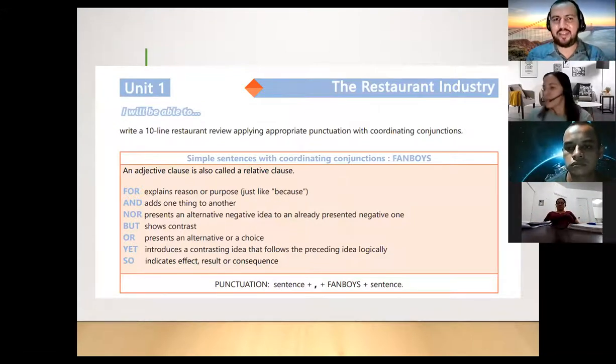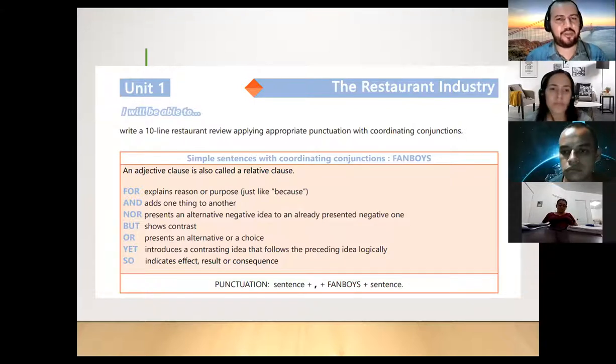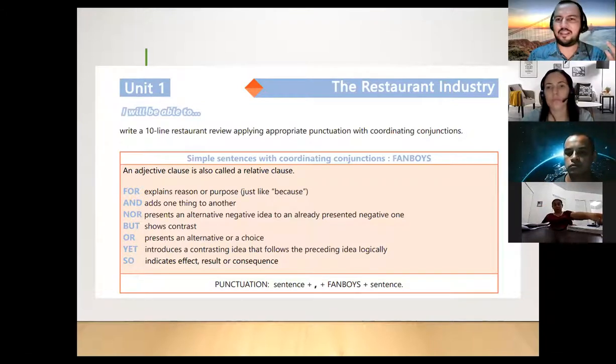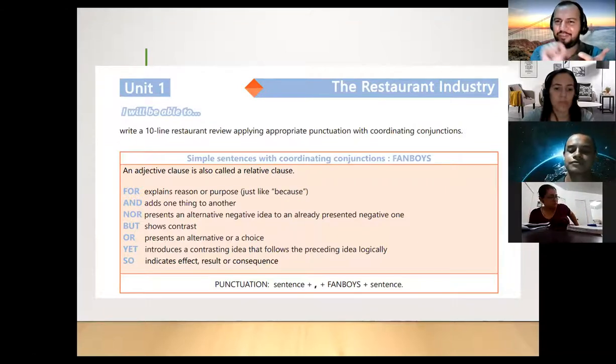The objective of this activity that is going to take you some time to do is that you write down a 10-line restaurant review, applying appropriate punctuation with coordinating conjunctions. So here you are going to become an expert in reviewing a restaurant. I don't know if you are familiar with the movie Ratatouille, for example. There is someone that is going to the restaurant to check that the food is good, that the place is good, that everything is clean. So it's making an evaluation of a restaurant.